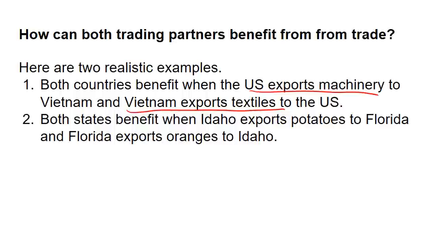If trade between countries seems like not a good idea, break it down to something closer to home. How about trade between states? Both states benefit when Idaho exports potatoes to Florida and Florida exports oranges to Idaho. Idaho has a lower opportunity cost of producing potatoes. Florida has a lower opportunity cost of producing oranges. If you're against free trade with China, do you think that Florida should ban potatoes from Idaho?